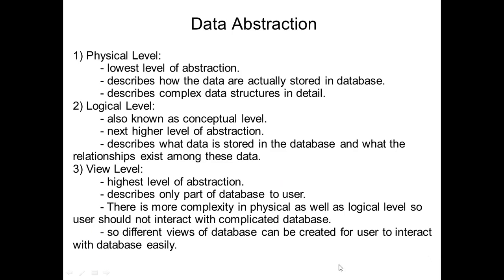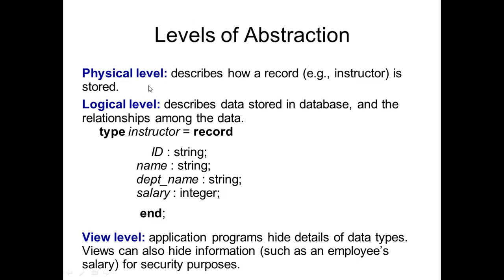So here I have just given the explanation about the three layers of data abstraction. Now we will see an example of levels of abstraction. Now see, in physical level, it describes how the record is stored. For example, we have taken the record as instructor. Okay, how it is stored.